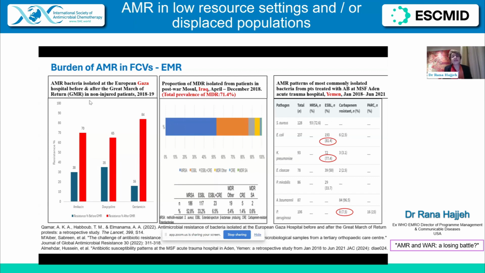The first one on the left is actually from a Gaza hospital. This was older data from before the current conflict, from the previous conflict back in 2018, 2019, that is referred to as the Great March of Return. And this is from non-injured patients. This is the data that was collected before and after the conflict, and you see the significant increase in many of the antibiotics, whether they are doxy or some of the aminoglycosides, as you see here.